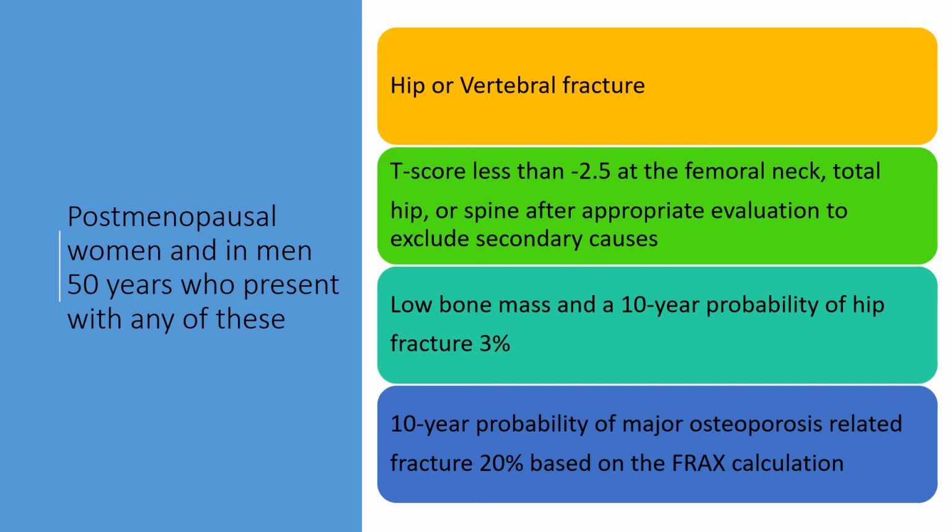If on DEXA scan the T-score is less than minus 2.5 at the femoral neck, total hip or spine, after appropriate evaluation to exclude secondary causes. So you exclude the secondary causes and the DEXA scan shows a T-score of less than minus 2.5. This is a candidate for bisphosphonate oral or IV therapy. If the patient has a low bone mass and a 10-year probability of hip fracture of around 3% as calculated by the online FRAX scale, it is also an indication for starting bisphosphonates. If the 10-year probability of major osteoporosis related fracture is 20% based on the FRAX calculation, again this patient should be started on bisphosphonate.